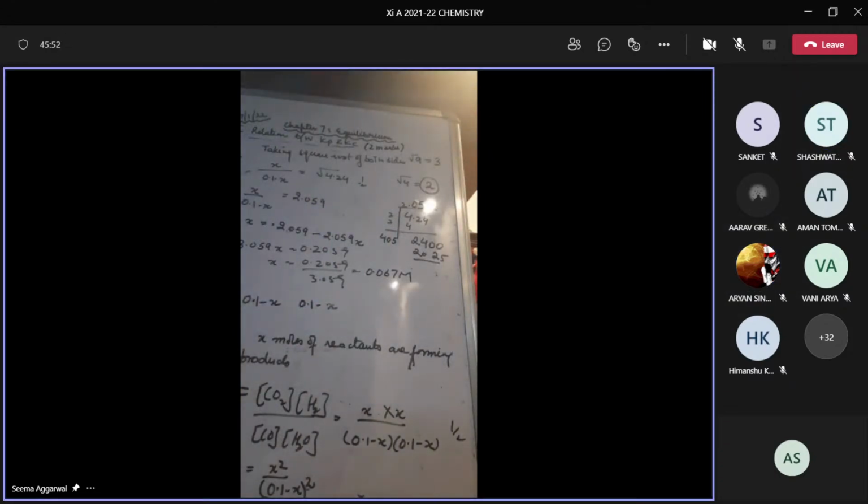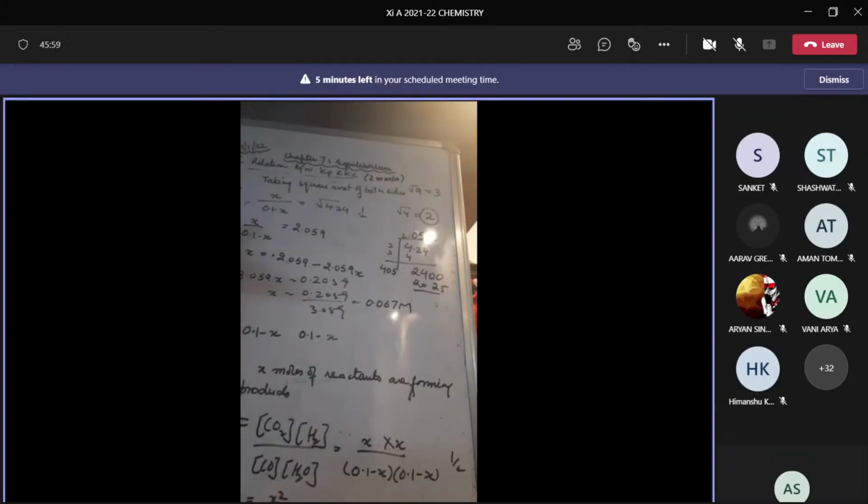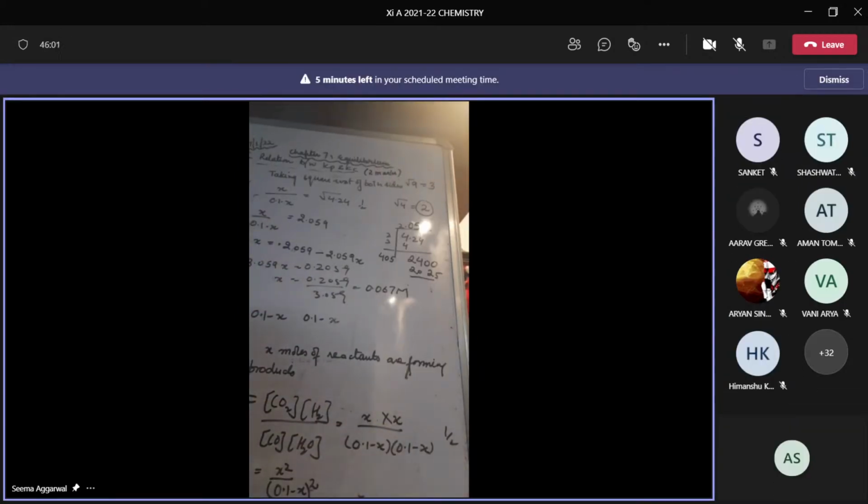In NCERT they have a form of quadratic equation. So in whatever method you are comfortable do this. But लेकिन entrance के लिए तो मेरे ख्याल से यही method आपका better रहेगा. ठीक है? Then example 7.5 is simply based on the KP and KC that we have done. Okay.